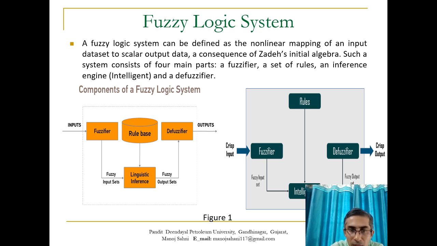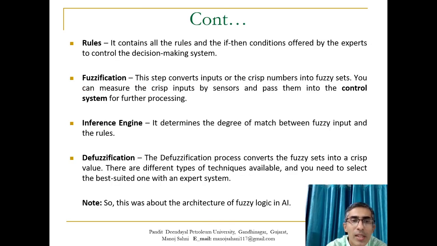This is the arithmetic work done in this component, which mathematically manipulates the fuzzified input, with the rules applied to it. Then we get an output in the form of a fuzzy value, which the third component, the defuzzifier, defuzzifies, and we get an output which we call a crisp value. I will make you understand what it is. First, it contains all the rules and the if-then conditions offered by the experts to control the decision-making system.